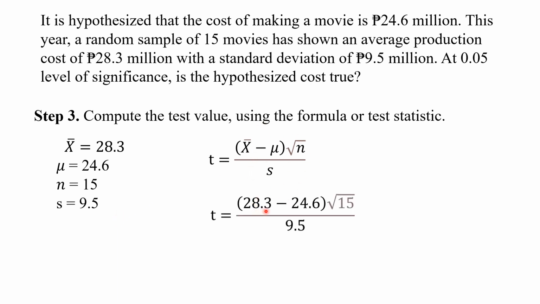Okay, so 28.3 minus 24.6 times the square root of 15 all over 9.5. So, kapag kinumpute natin yan using our calculator, ang makukuha nating answer doon is positive 1.51. So, therefore, yung ating test value is yung 1.51. So, ito ngayon yung i-compare natin doon kay critical value para malaman natin kung kailangan ba natin i-reject or i-accept yung null hypothesis.